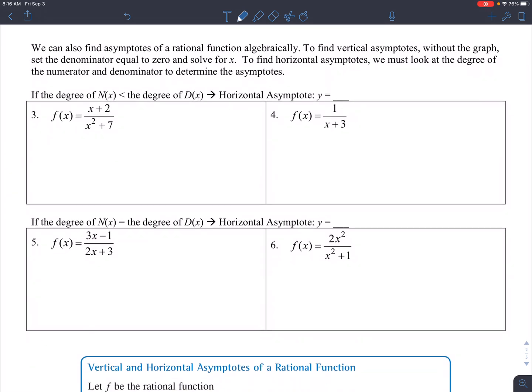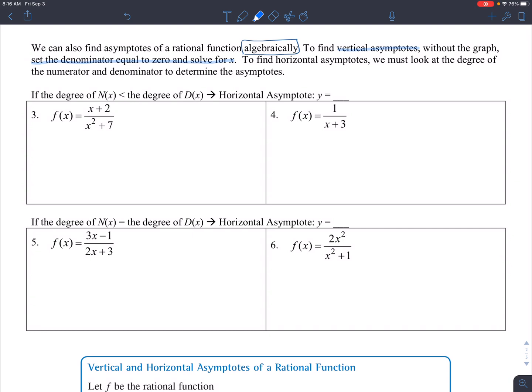So graphing is one way to find asymptotes. Unfortunately, it's not super accurate if you're not being really precise with your drawing. So it's actually better to find asymptotes algebraically. So to find vertical asymptotes without the graph, you simply set the denominator equal to 0 and solve for x, because vertical asymptotes will appear anywhere that the denominator is going to equal 0.